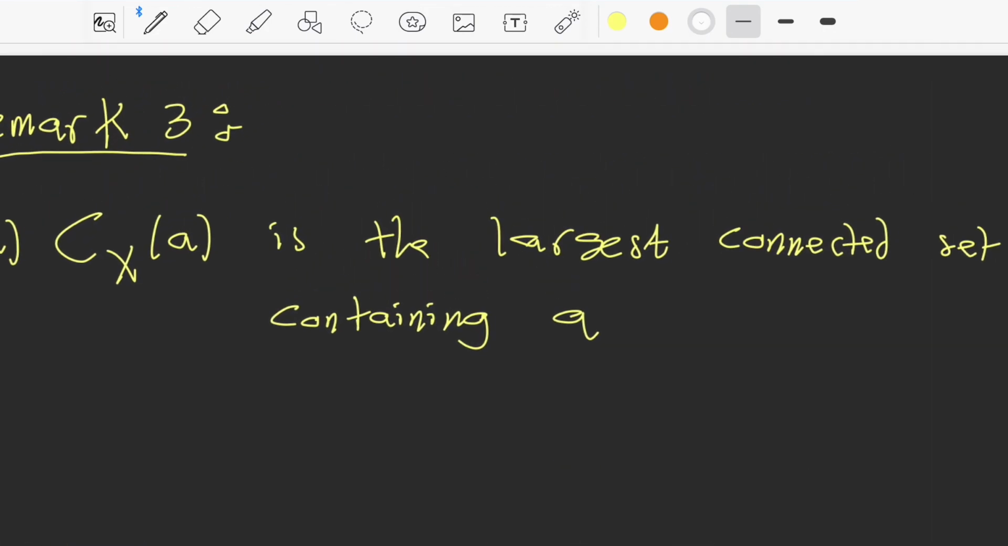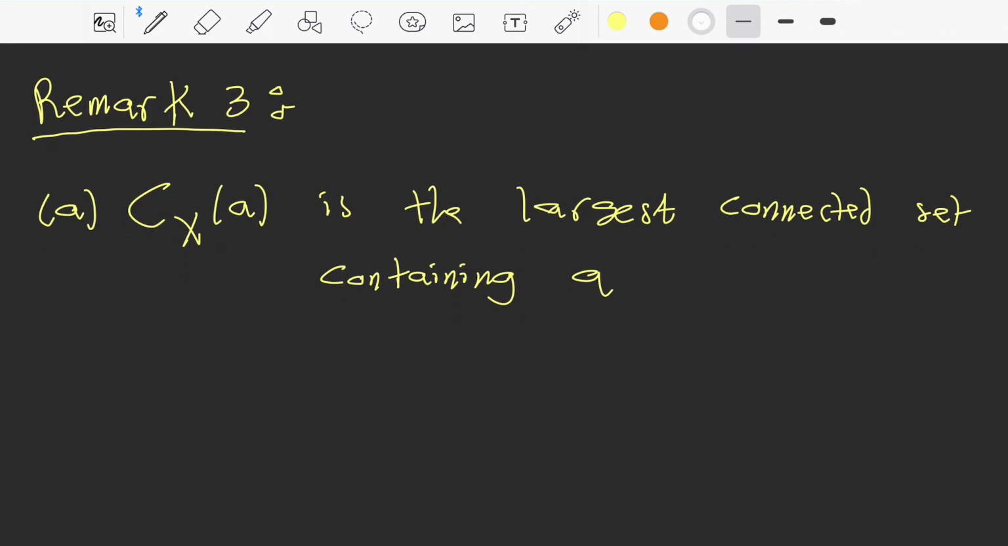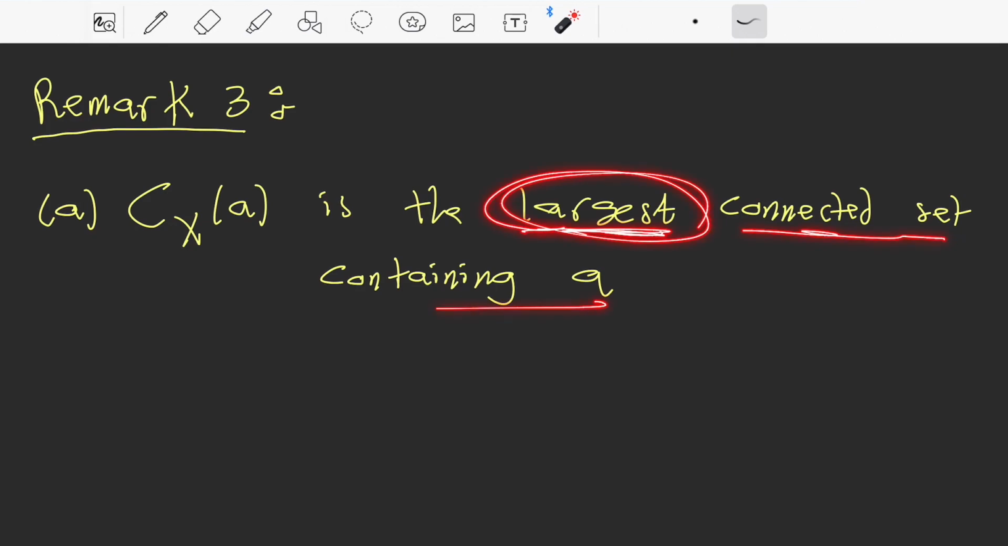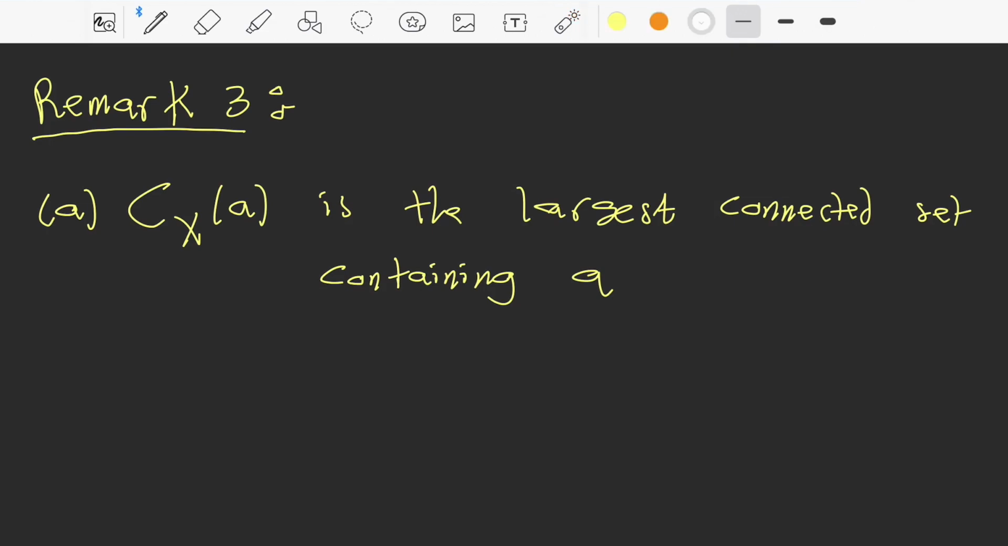Now, this takes us to remark number 3, where we learn more about the connected component Cx of A. First of all, because it is the union of all connected sets containing A, it is also the largest. Remember, if we have the union of all the connected sets containing A, of course what we get is the largest. Nothing is larger than this. So there is nothing really to prove here, it's just a remark.